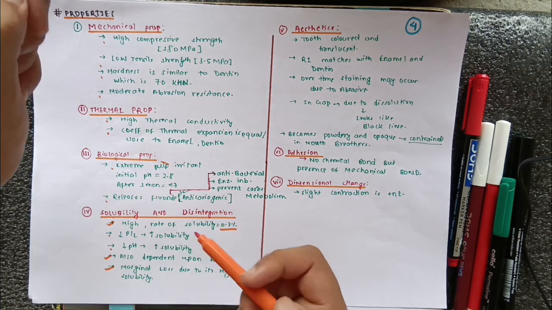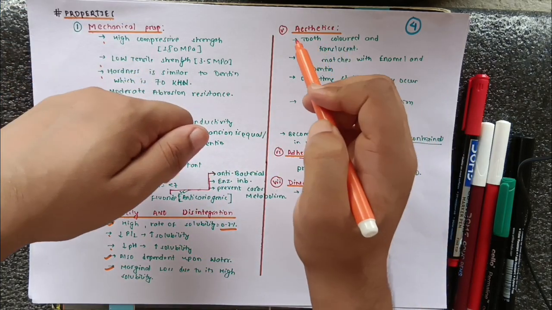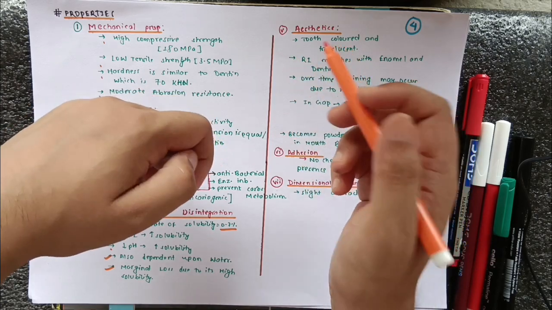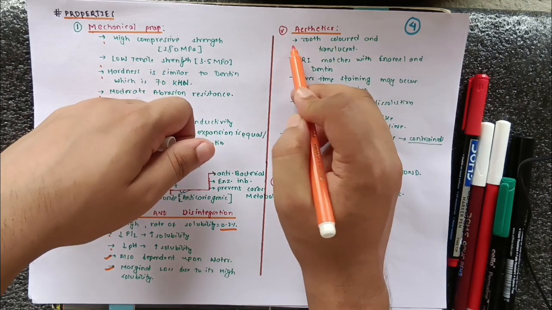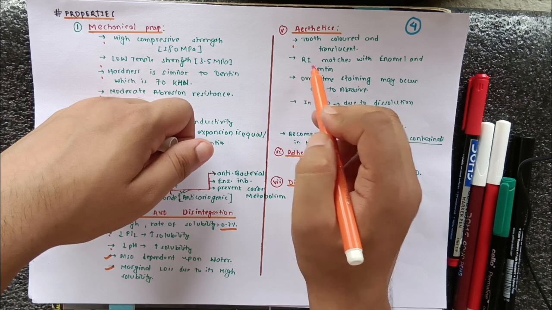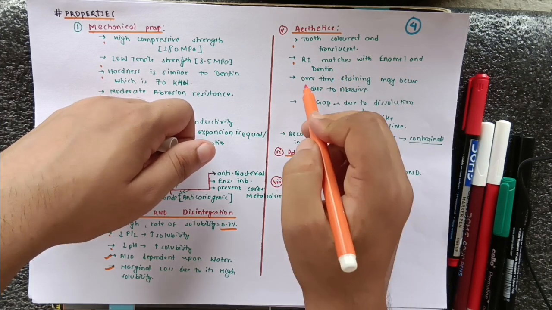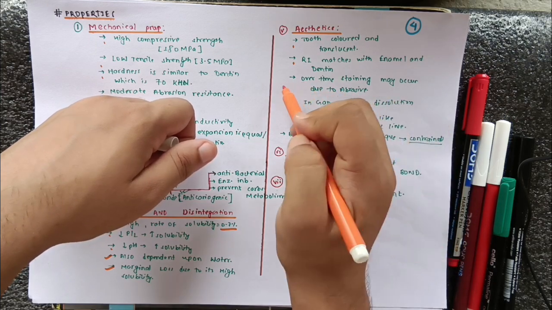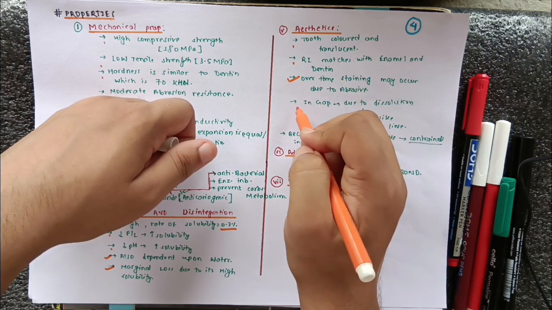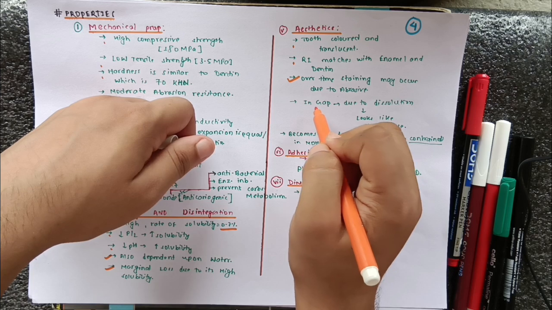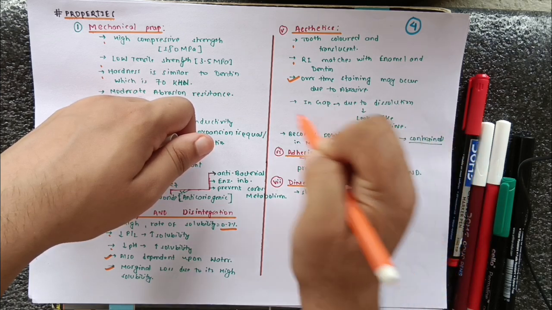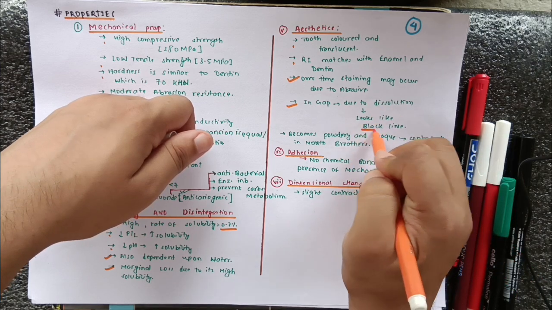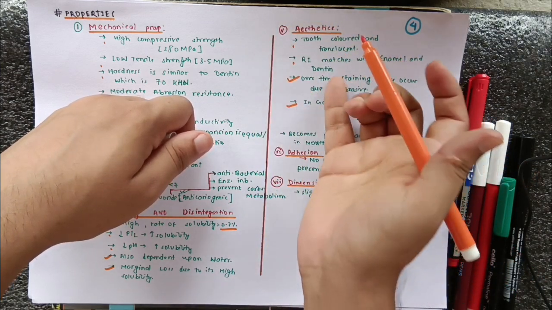After that, there is aesthetics, which is an advantage. It is tooth colored and translucent, and aesthetically more approved than dental amalgam. Similarly, the refractive index matches with enamel and dentine, and over time staining may occur due to abrasion. After that, I have also written here that the gap due to dissolution leads to a black line. So there is marginal leakage, and due to the marginal leakage there is the appearance of this black line, and I also discussed these two points earlier in the introduction portion of the cement.